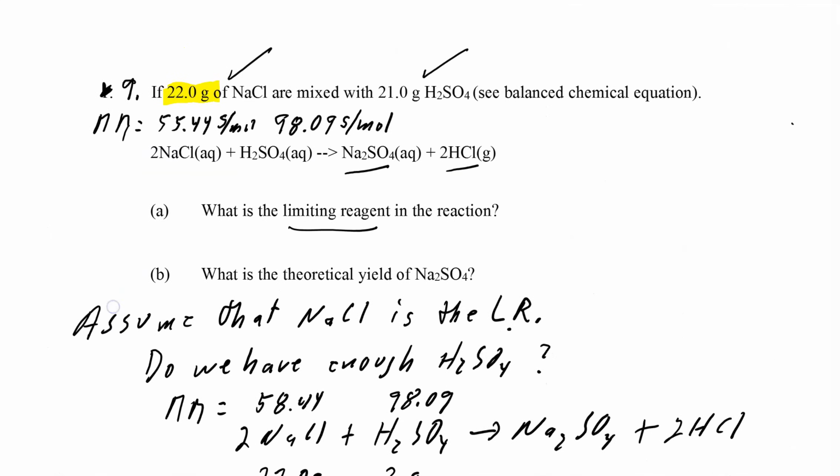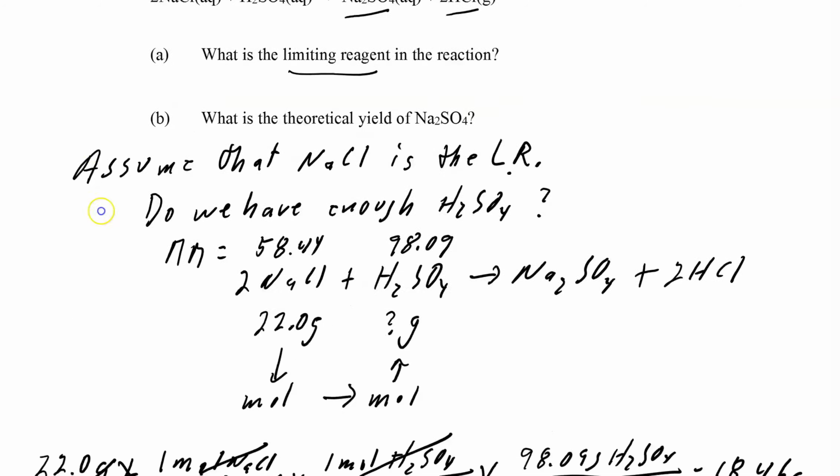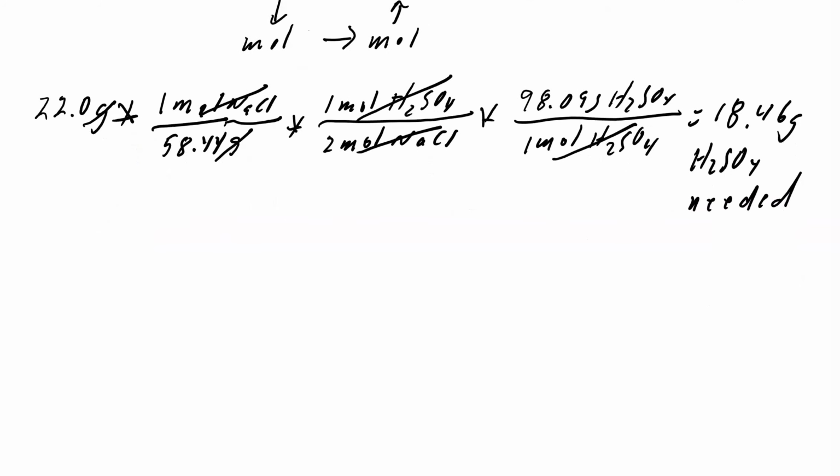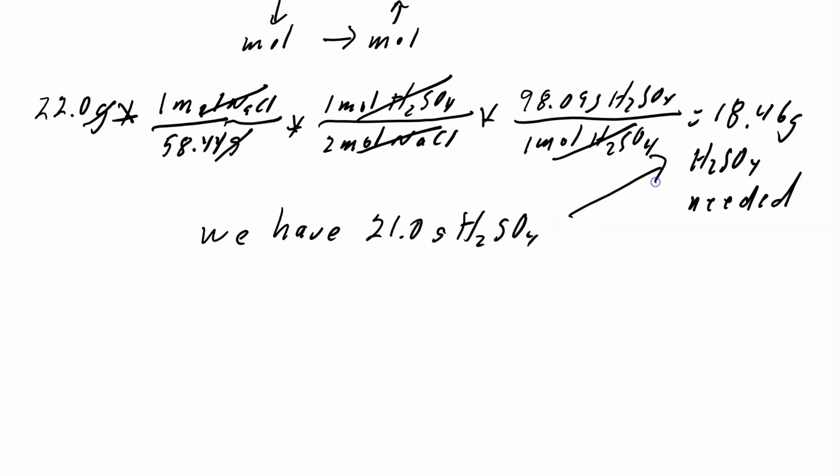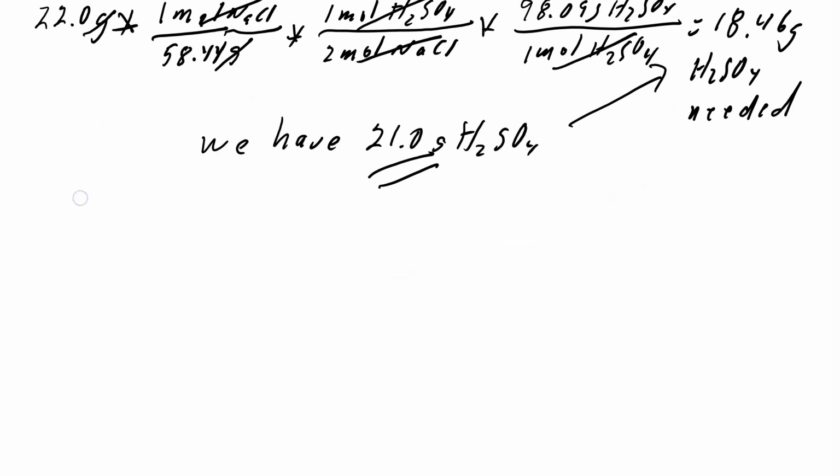In the problem, we were told that we have 21 grams of sulfuric acid. So let's bring that information down here. We have 21.0 grams H2SO4. We need 18.46. Well, we got more than enough. We have plenty of sulfuric acid, therefore our premise was correct, and our limiting reactant is, in fact, sodium chloride.